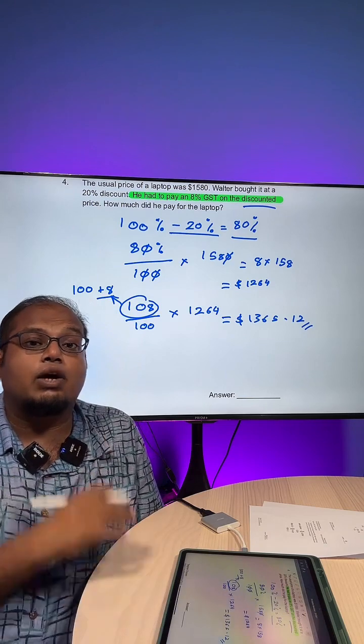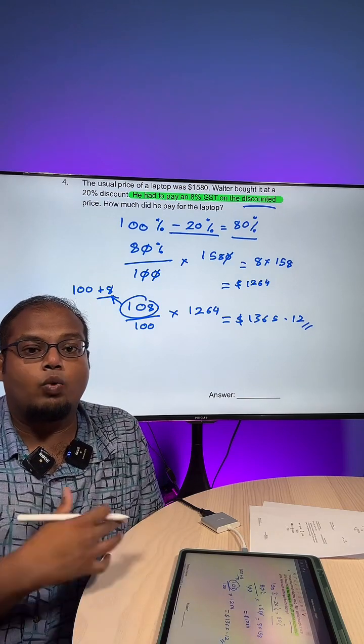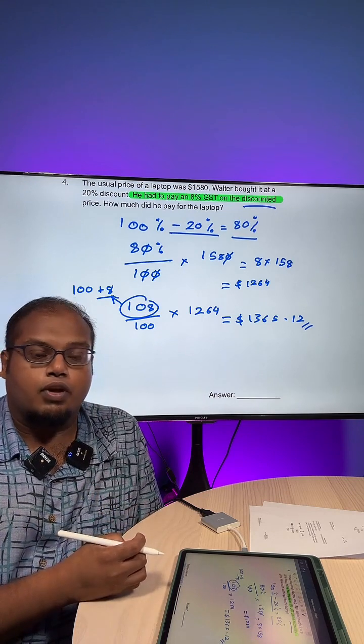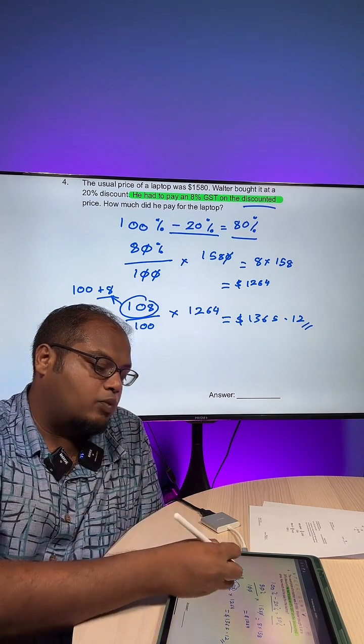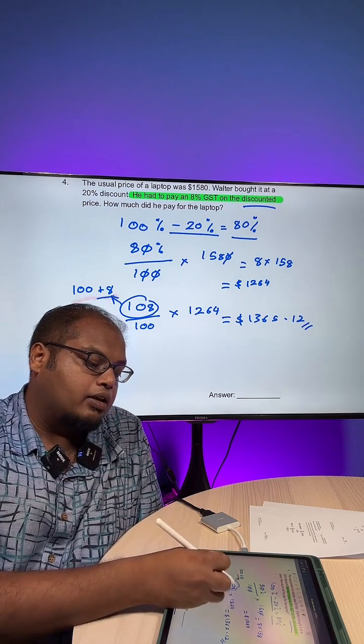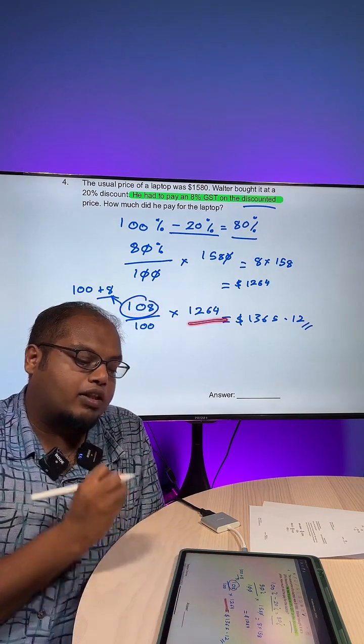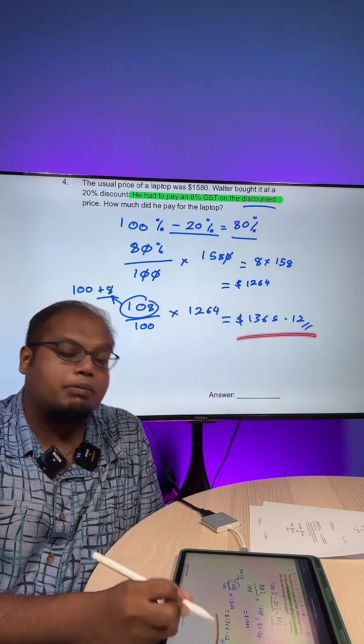$1,264. This is the discounted price, but we need to add the GST also. So how do we add the GST? We can do 100 plus 8. So we find 108 over 100. Then multiply by 1,264 and we get this amount here.